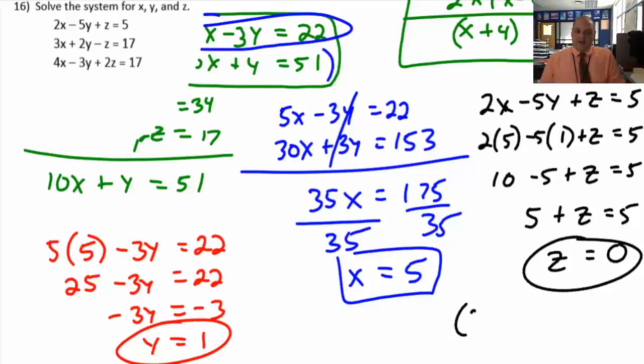So my system is 5, 1, 0. X is 5, y is 1, z is 0. I have writer's cramp.